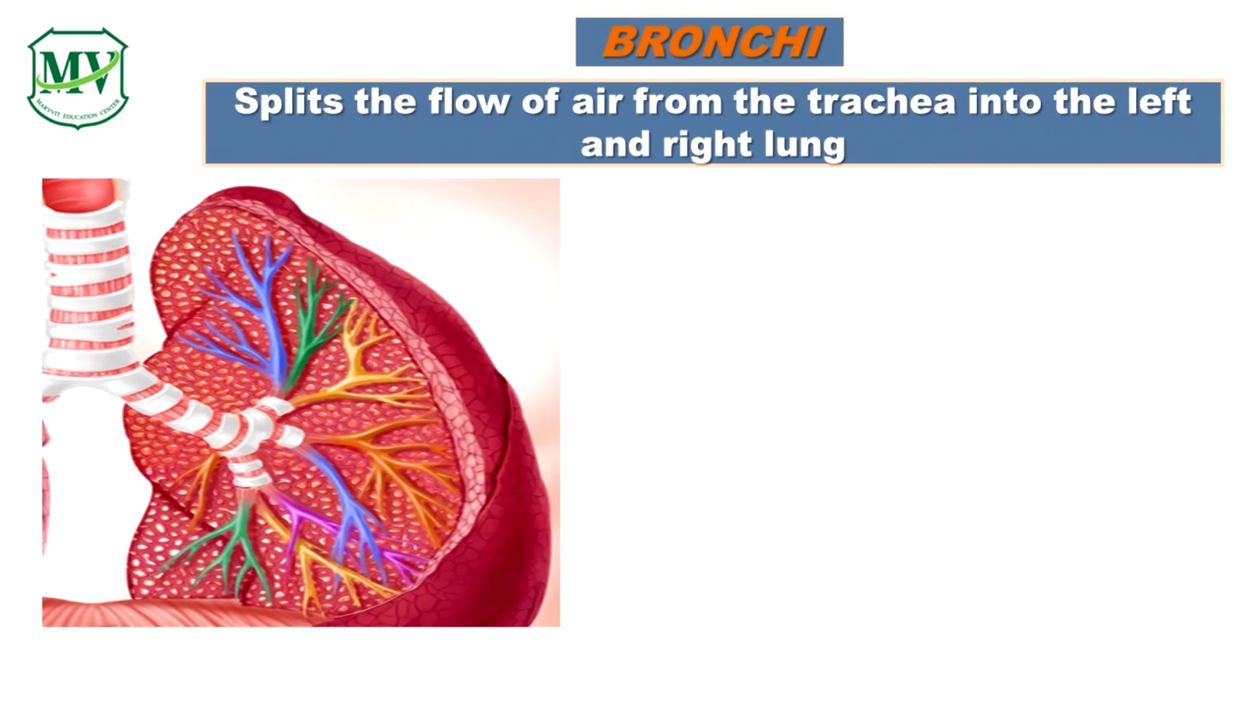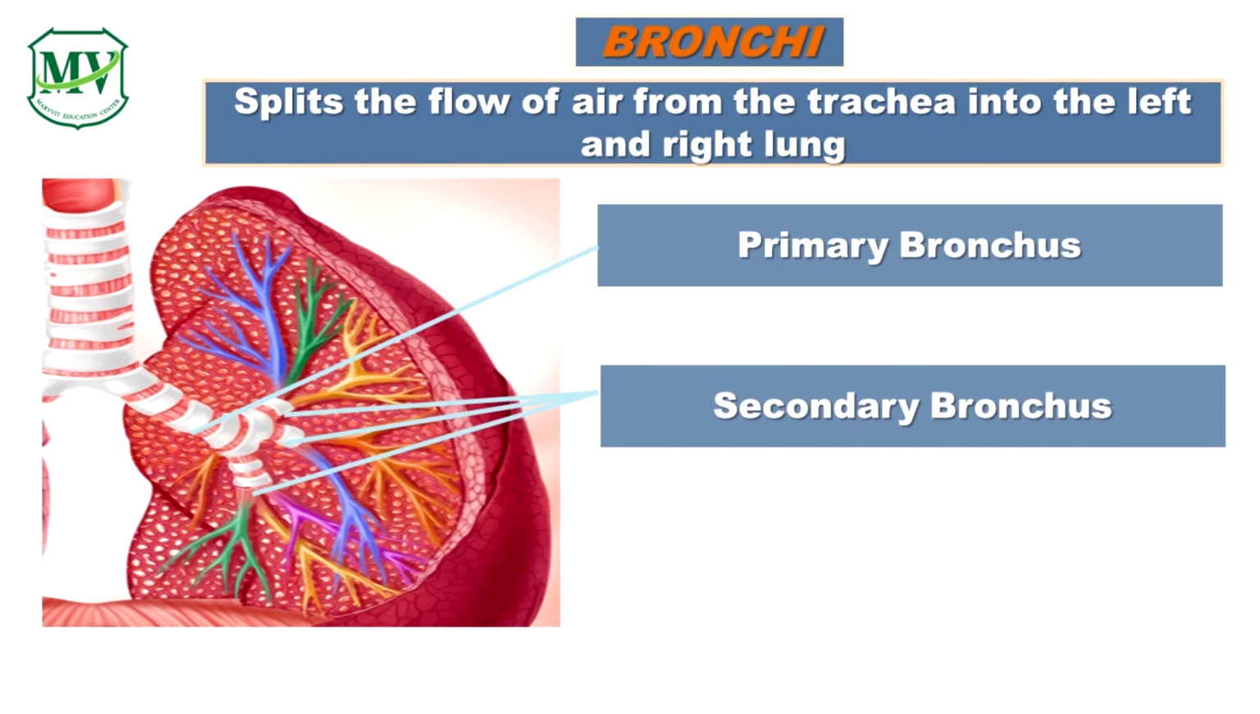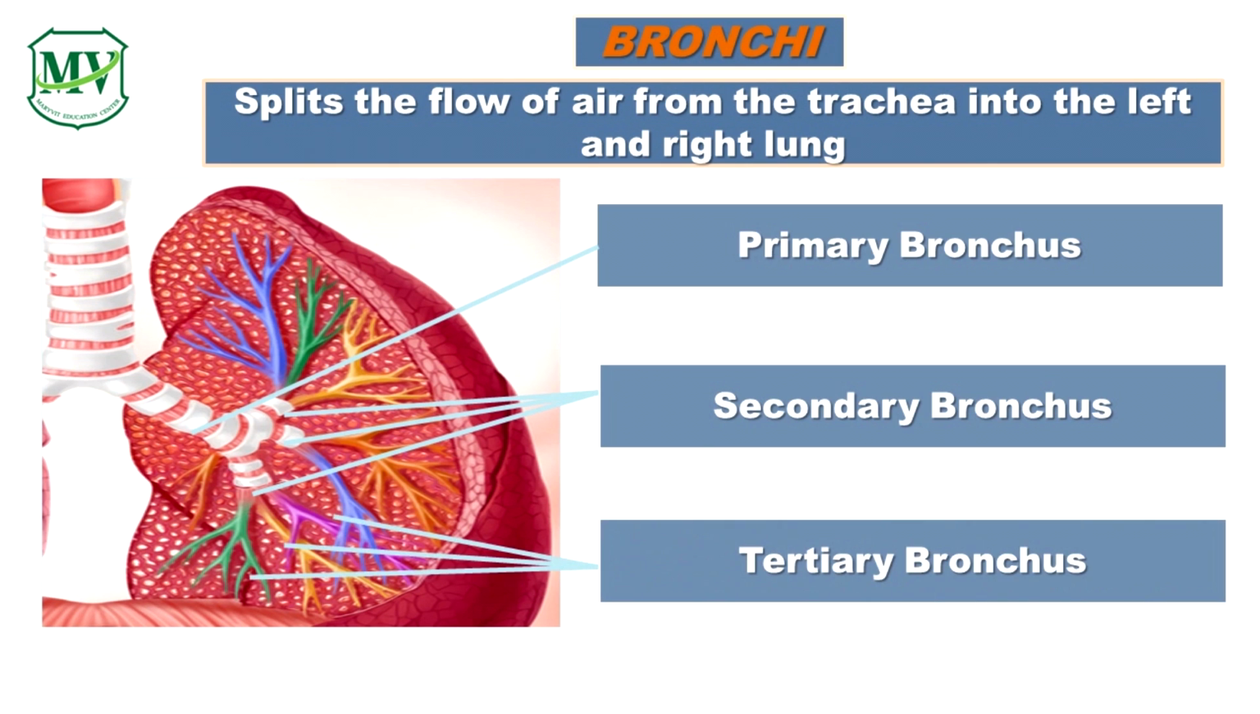The air from the trachea is then split up into the bronchi, the main passageway into the lungs. This pulmonary bronchi has 3 main parts, namely the large primary bronchi, which splits the trachea, the secondary bronchi, which splits up the primary bronchi into 3 divisions, and the tertiary bronchi, which leads to smaller tubes, the bronchioles.